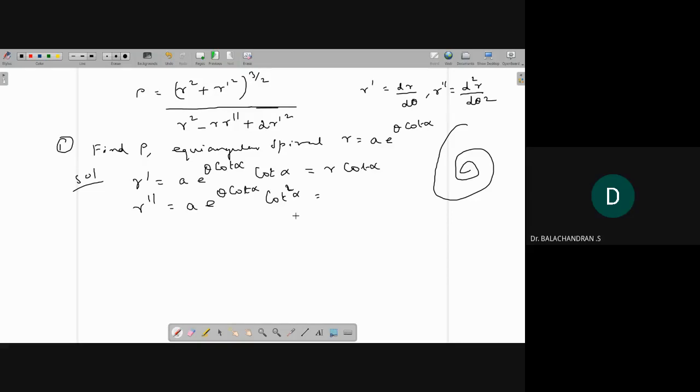Sorry, I can't understand properly. Please. Okay, for e power theta into cot alpha, for the theta into cot alpha part, shouldn't we take the UV rule, sir?